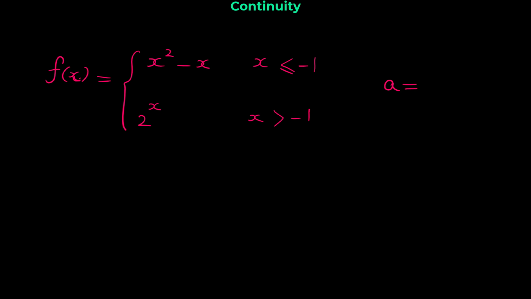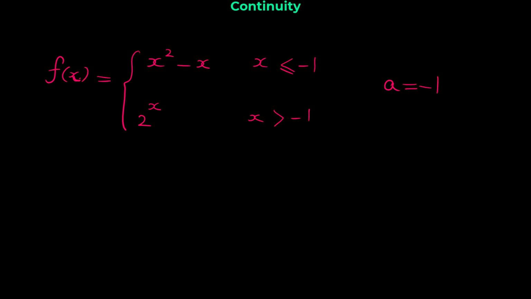Hello and welcome. In this video I want to show you more examples of checking continuity of a function at a given point. The first function is f of x equals x^2 - x if x is less than or equal to -1, and f of x is 2^x when x is greater than -1. We are given this function and we are asked to check the continuity of this function at -1.